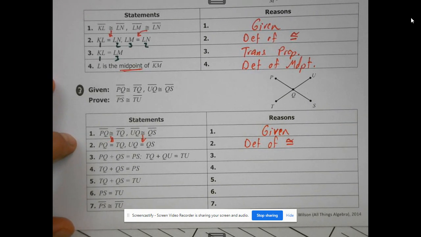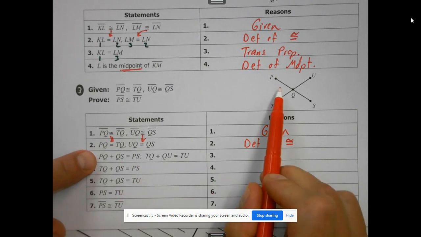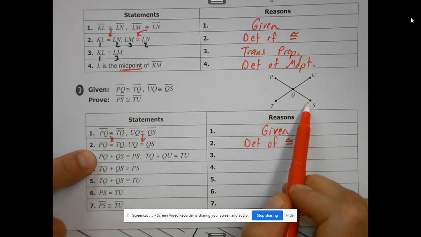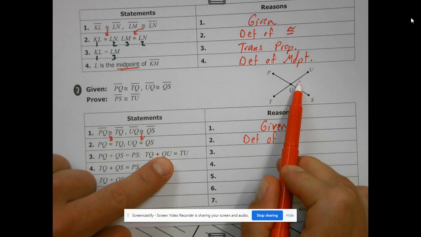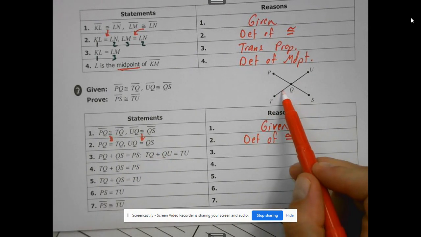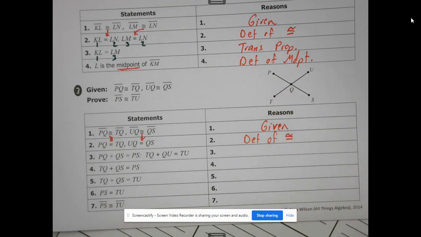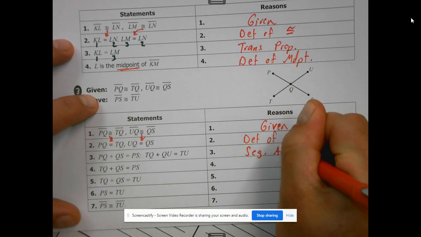From line 2 to 3, all right, what's going on here? Looks like we're adding up some segments, right? So let's check out the diagram. PQ plus QS equals PS. TQ plus QU equals TU. Small piece plus small piece equals big piece, and same thing for that guy. That is your segment addition postulate. You're adding up two small pieces to get the big piece.